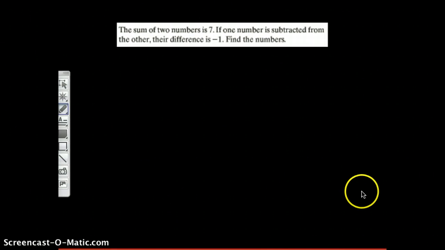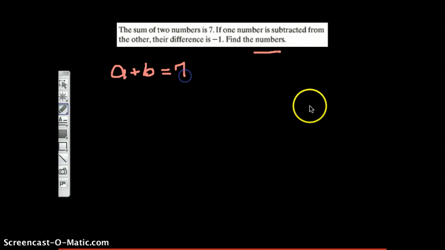Okay, so here's a problem. I haven't worked this problem yet, but the question says the sum of two numbers is 7. If one number is subtracted from the other, their difference is -1. Find the numbers. Well, this is a problem about numbers, and it's always a good idea to ask what the question is asking. Find the numbers, okay? I'm going to use A and B. The sum of two numbers is 7: A plus B is equal to 7.